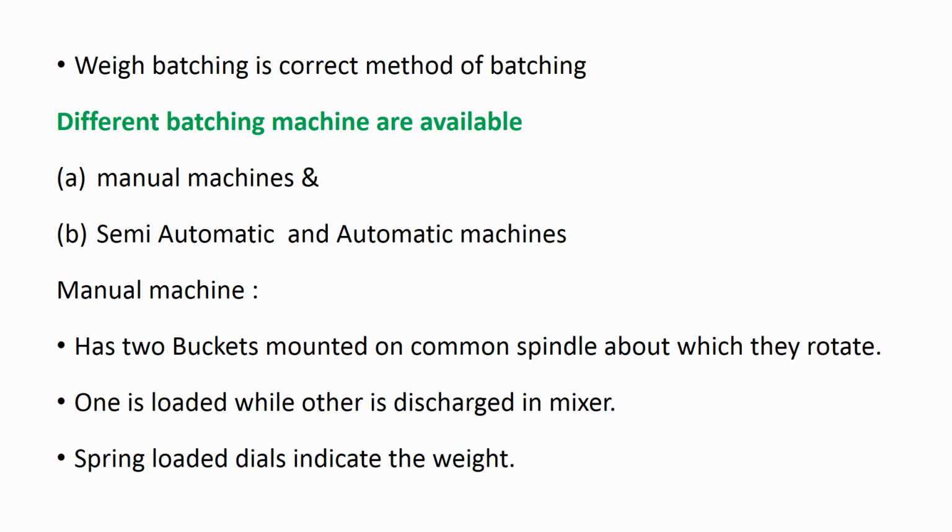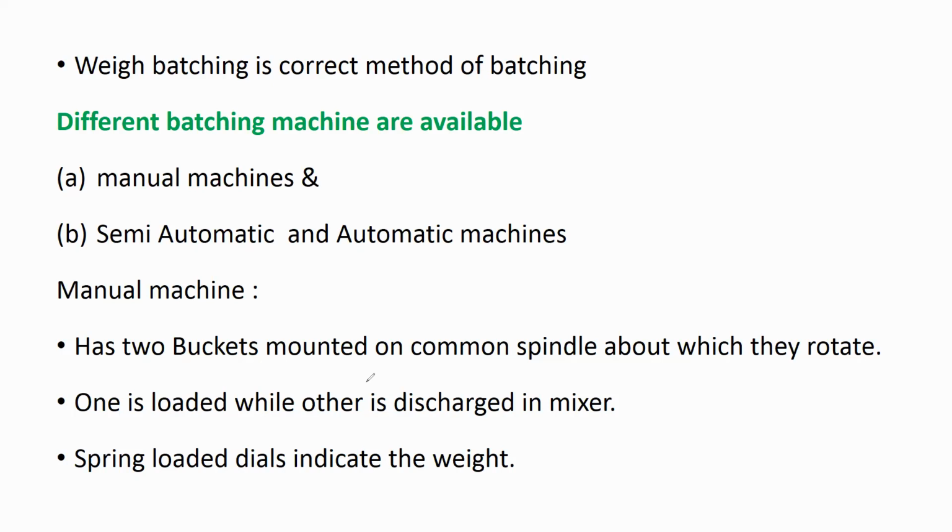Different batching machines are available. Okay, different types of batching machines are available. Manual machines are also available, then automatic and fully automatic machines are also available. In manual batching, there are two buckets mounted on a common spindle about which they rotate. One is loaded while the other is discharged into the mixer. Spring loaded dials indicate its weight. Okay, so this is the manual machine.